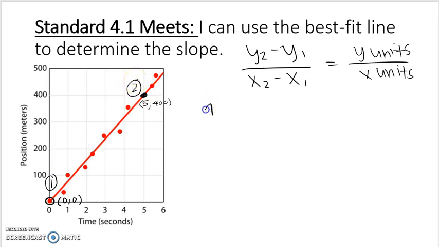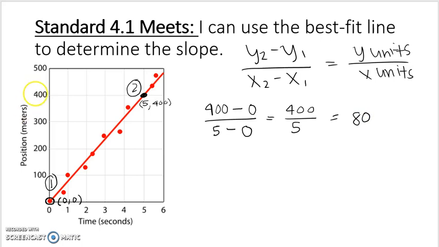So y2 is 400 minus y1, which is 0, over x2, which is 5, minus x1, which is 0. If I do some simple math there, I end up getting 400 over 5. If I plug that into my calculator, I get 80. Now, I need units on this number. It should be my y units over my x units, which means I should have meters over seconds.